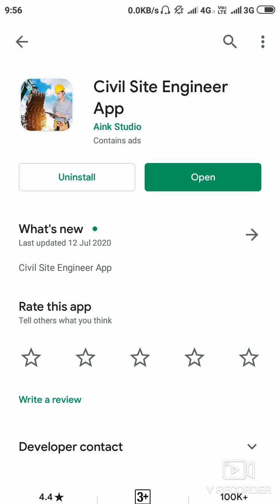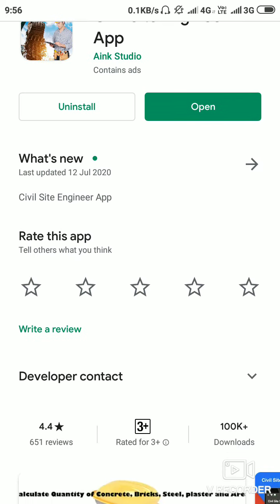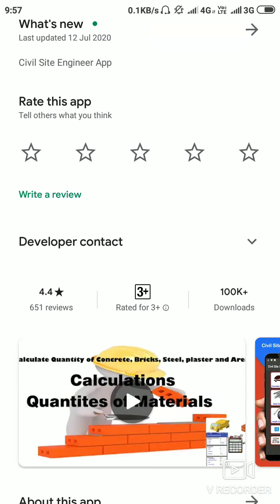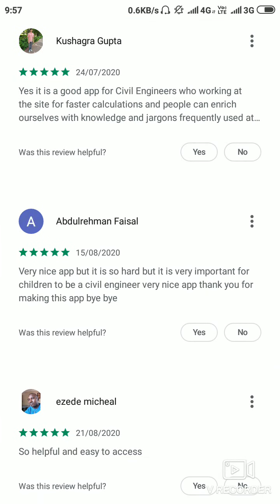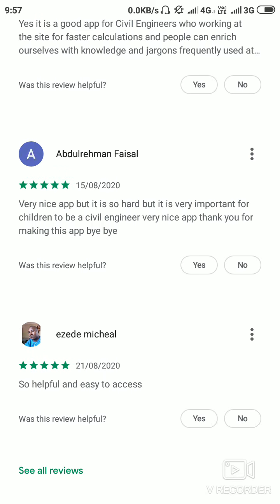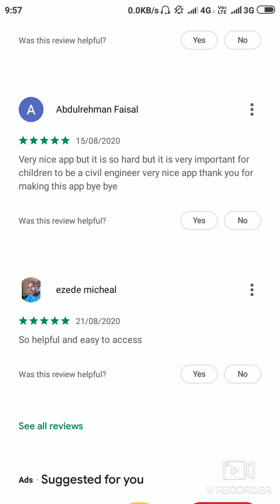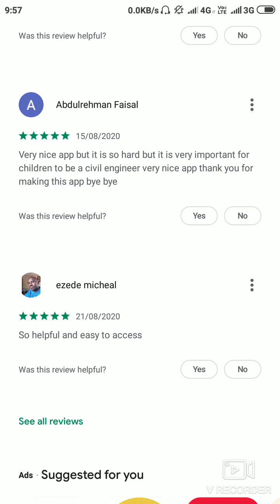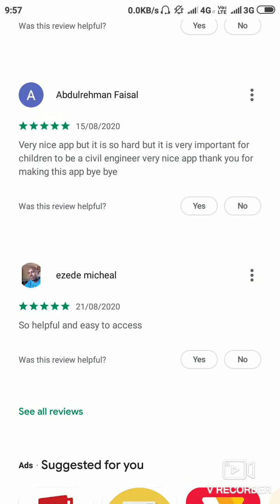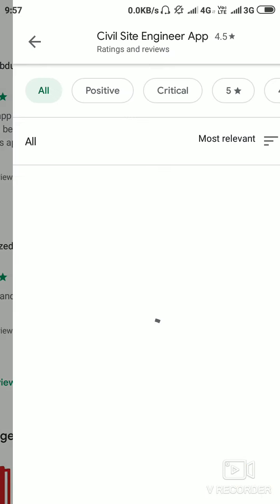So today's topic is based on the Civil Site Engineering app. This app you can get on the Play Store. So why is this app good? Because this app can calculate concrete quantities, brick quantities, and steel quantities. Basic civil engineering terms are also given in this app, along with unit conversion. Also you can calculate the RCC slab concreting calculation, and the basic calculation of area.